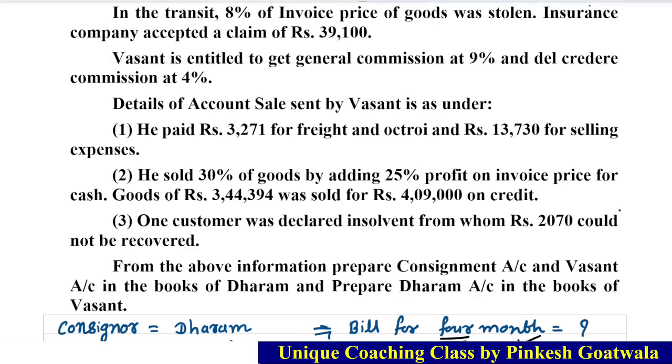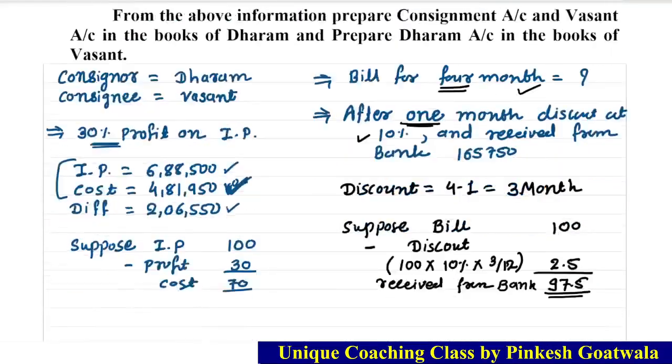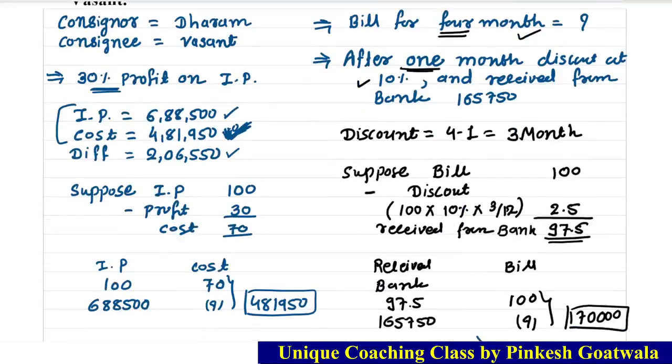Now it is also important how to find out the amount. He sold 30% of goods by adding 25% profit. So the question is, 30% of what? How much goods do we have? In total we have 6,88,500 invoice price goods, whose cost is 481,950. So the question is, 30% of which amount: invoice price or cost price?